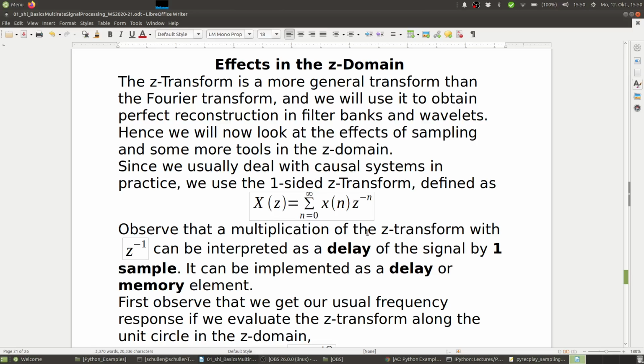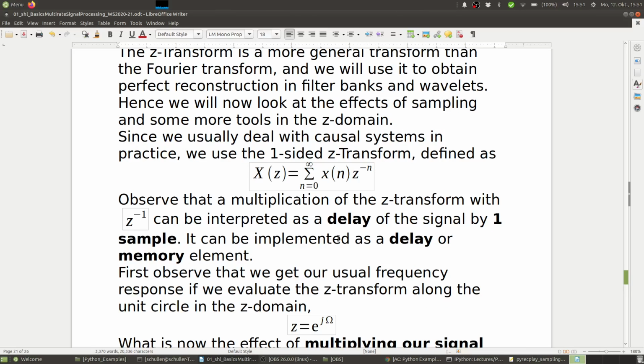So observe that the multiplication of the Z transform with z to the minus 1 can be interpreted as a delay of the signal by one sample. Right? So if we have a delayed signal which starts, say, at n equals 1, then you would have the first entry z to the minus 1 here, and that's the same as if you would start here with n equals 0 and multiply with z to the minus 1. So a delay by n samples simply becomes a multiplication by z to the minus this delay. And that's one of the big advantages of the Z transform, that a delay can be written as a multiplication.